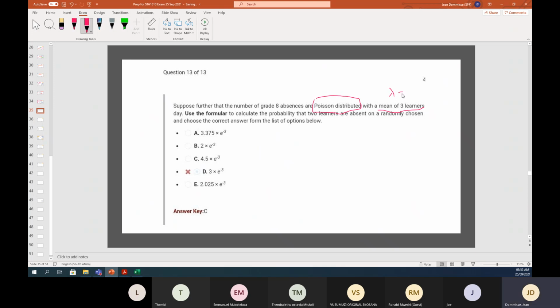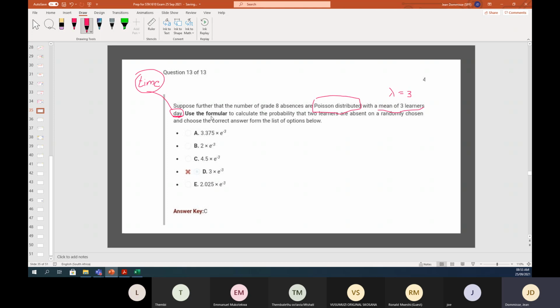So we know that the mean is equal to 3 learners per day. See, so there is your time that is included in Poisson. So even if they didn't tell us it's Poisson, the time is the giveaway.